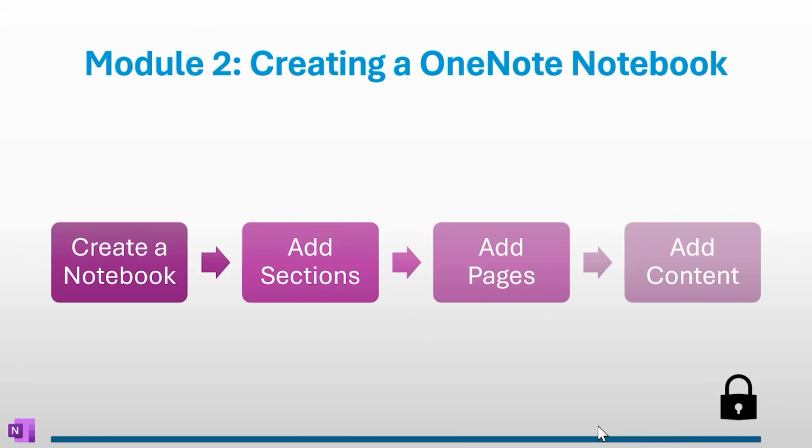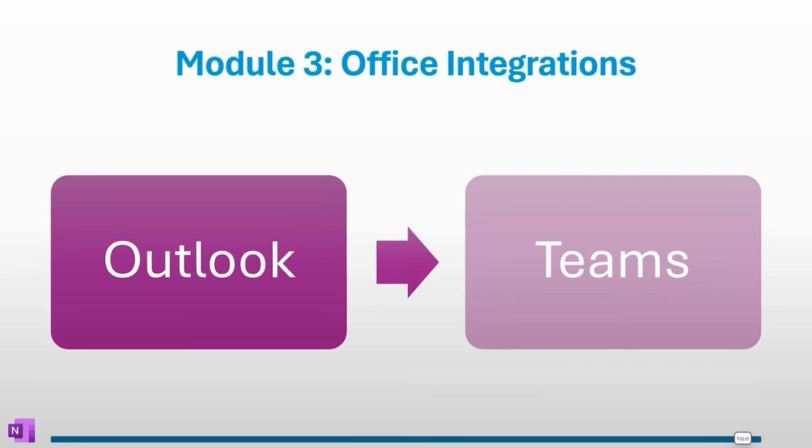In Module 2, we're able to create a notebook, add a section. We're able to add pages and subpages. We're able to add some content to those pages as well. What we'll do next is we'll go ahead and add another section and we'll get ready for Module 3. For Module 3, we'll take a look at the opportunities that we have to integrate OneNote with Microsoft Outlook and Microsoft Teams.